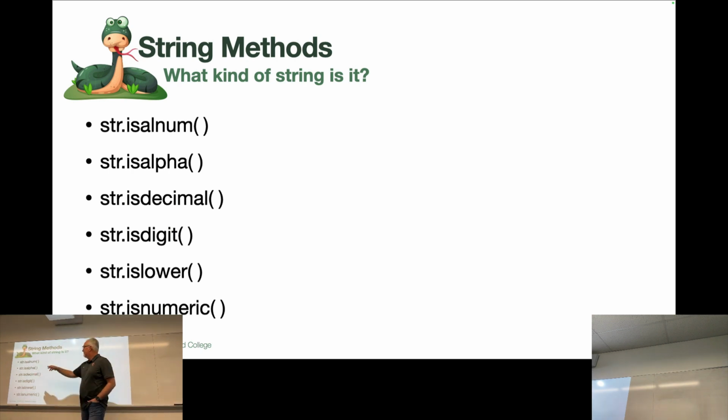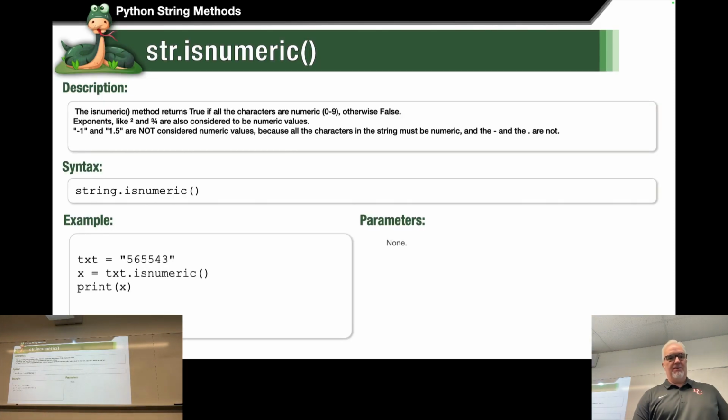Is it alphanumeric? A-L-N-U-M. Is it alpha? Is it A through Z, uppercase or lowercase? Is it a decimal? Is it a digit? Is it lowercase? Is it numeric? Now, each one of these has a different set of rules that it goes by to figure out what it does. But if I have a string and I assign this method to that string, or I run that method on that string, it will tell me what that string is, or whether it is that thing or not.